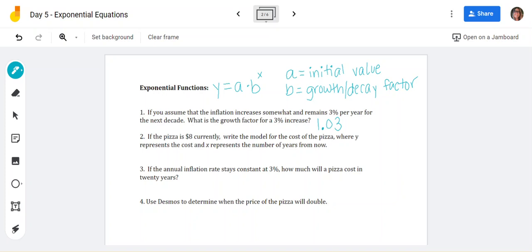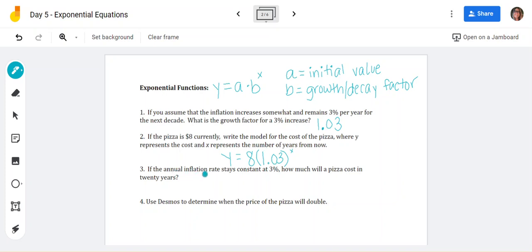If a pizza is $8 currently, write the model for the cost of the pizza, where y represents the cost and x represents the number of years from now. So we'd have y equals, our initial value is $8, times our growth factor of 1.03 to the x power for the number of years that go by.